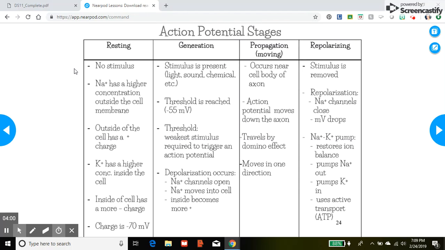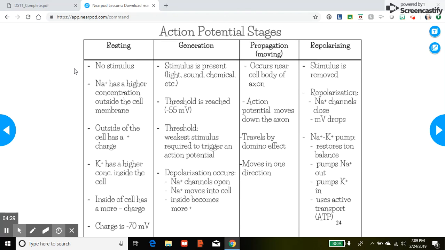Okay. Then we have this propagation or moving phase, and this is occurring closer to the cell body of the axon. The action potential is going to move down the axon, right? We have this jumping kind of action now, and that's going to travel. It says a domino effect, but I like to think of it as jumping from one of those myelin sheaths to the next, and it's only going to move in one direction.